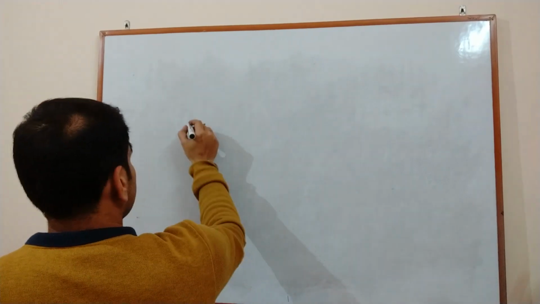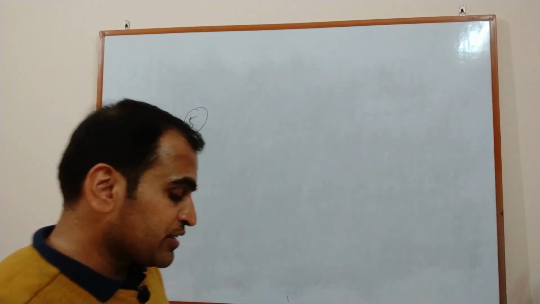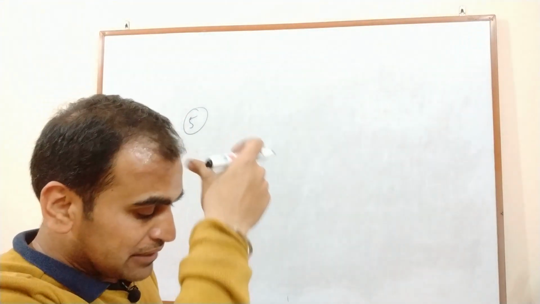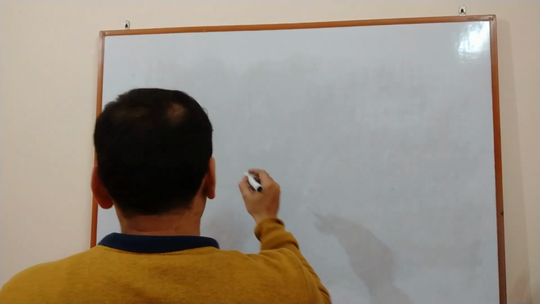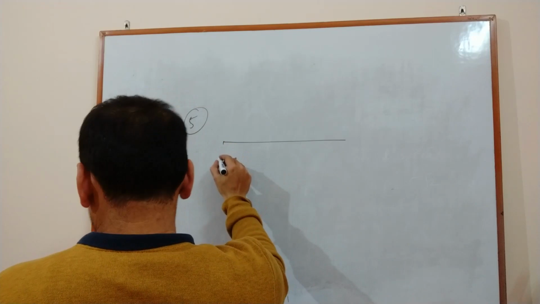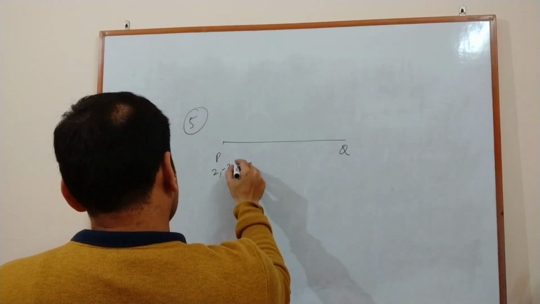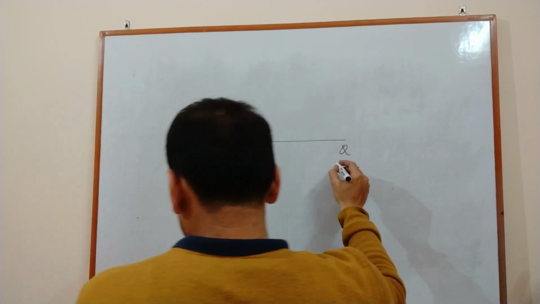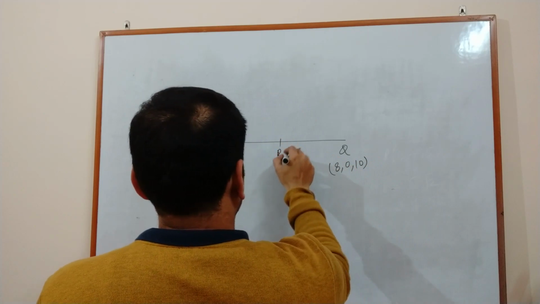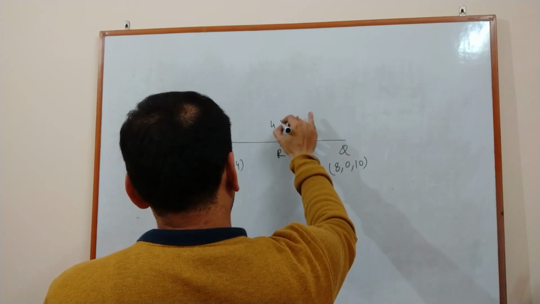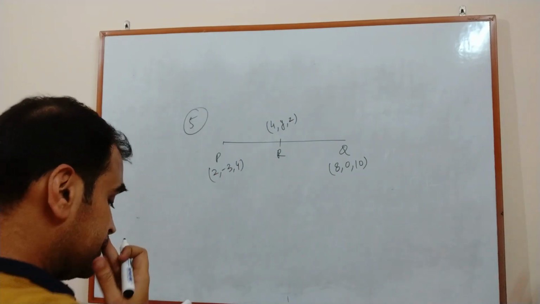So question number 5 is: a point R with x coordinate 4 lies on the line segment joining the points P (2, -3, 4) and Q (8, 0, 10). Find the coordinates of point R. There is a point R with x coordinate 4, and y and z that we don't know. We have to find the coordinates of R.